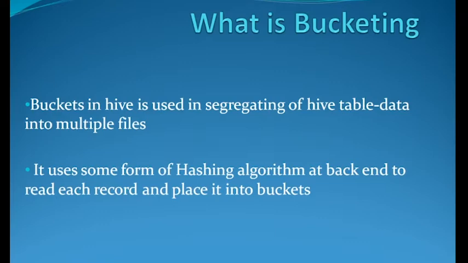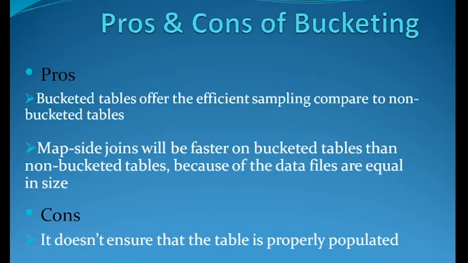Buckets use some form of hashing algorithm at the backend to read each record and place it into buckets. The bucketing concept is based on a hash function, which depends on the type of bucketing columns. Pros. Bucketed tables offer efficient sampling compared to non-bucketed tables. Map-side joins will be faster on bucketed tables compared to non-bucketed tables because the data files are equal in size. Cons. It doesn't ensure that the table is properly populated.